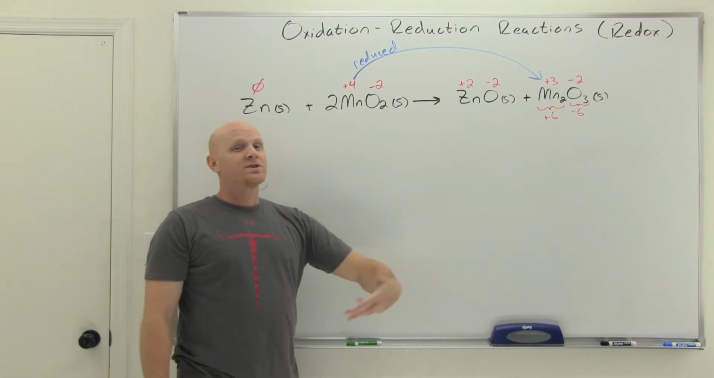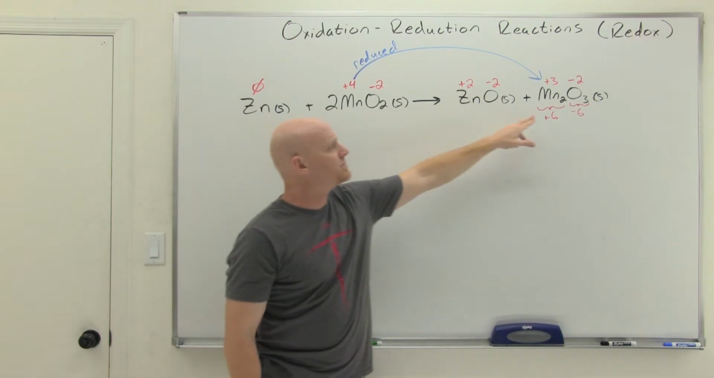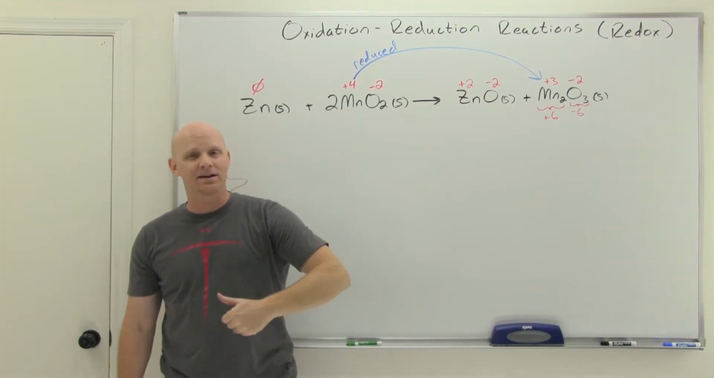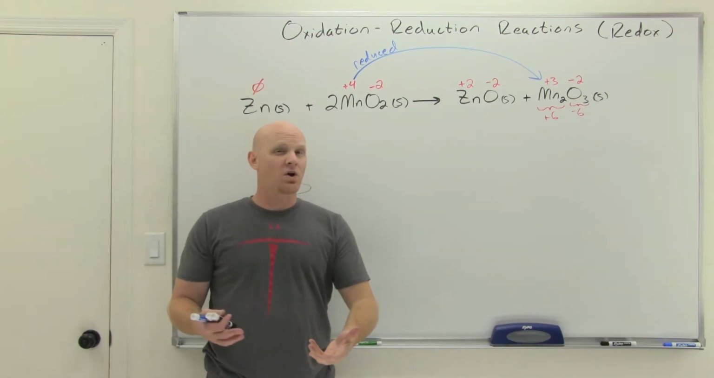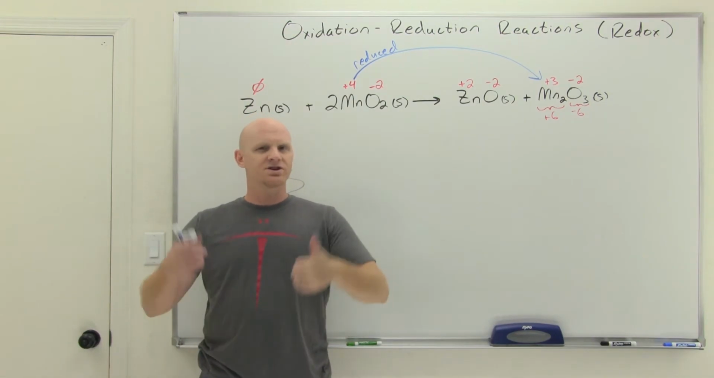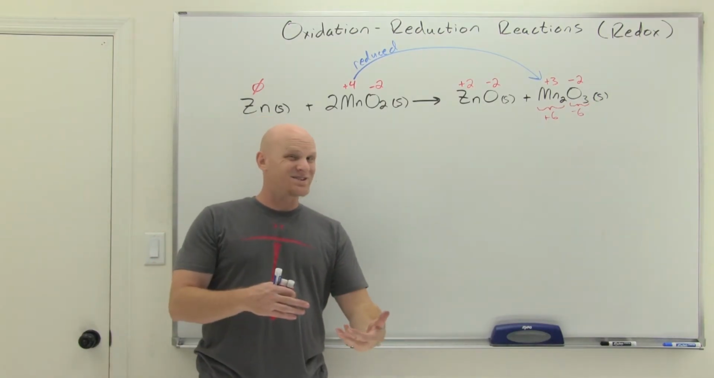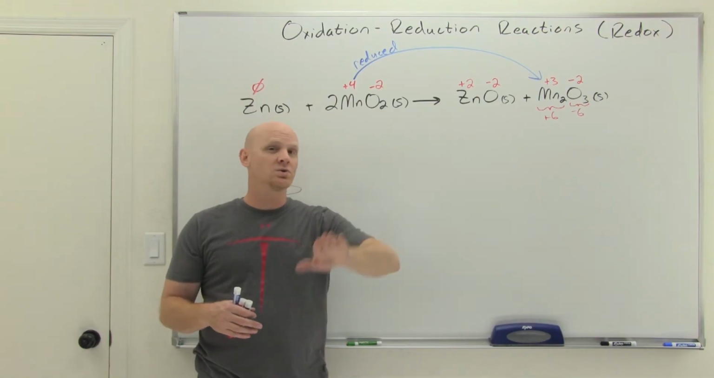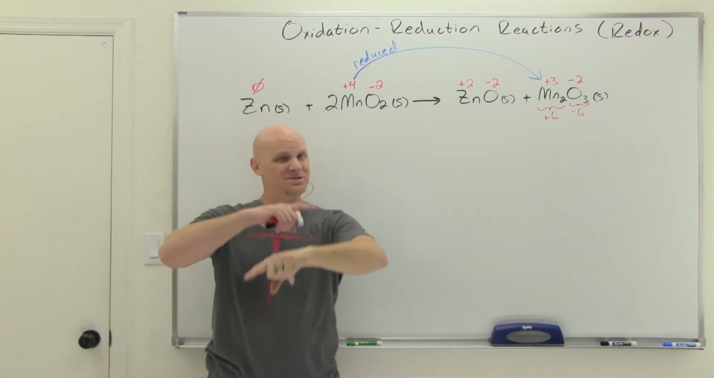All right, now recall reduction is the gain of electrons, and so to go from +4 down to +3, you must have gained negative charges. And that's the tricky part, because we're talking about the transfer of negative charges. Well, if we were transferring money, when you gain money, your value goes up, and when you lose money, your value goes down. But when you gain electrons, because they're negative, your charge goes down. And when you lose electrons, your charge or oxidation state goes up.